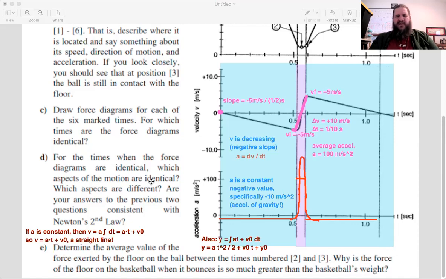And this problem was also asking about drawing force diagrams for these instants in time. And I think there's really only a few points we need to care about. For instance, let's say during the free fall portion, before the ball hits the ground. So basically anytime between 0 and 0.5 or anytime between 0.6 and 1. During that period of time, what forces are acting on the ball?